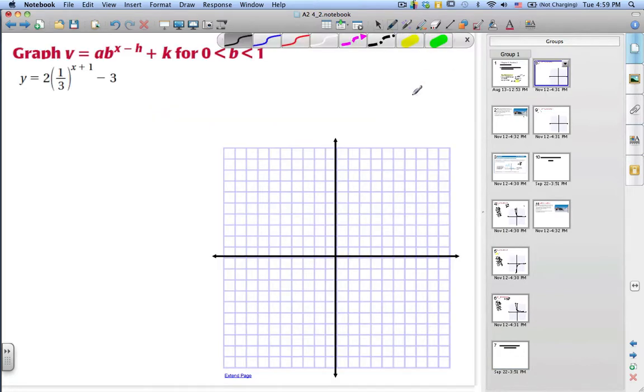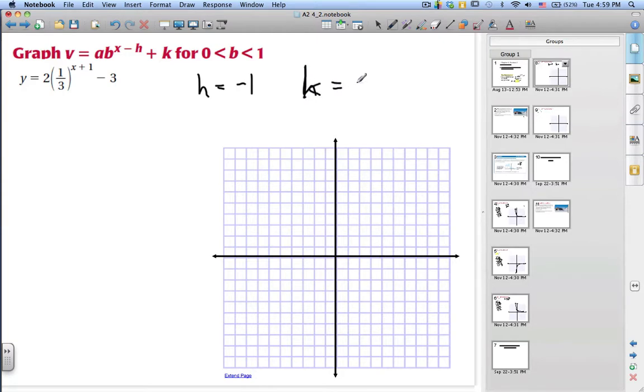So as I mentioned earlier, what we're going to do is identify h and k. What's being subtracted from x? Negative 1 is being subtracted from x. What's being added on to the end? Sorry, not h. k is equal to negative 3. And now I've earned the right to forget about them. Now I'm going to do an input-output table with this part of the function without h and k.